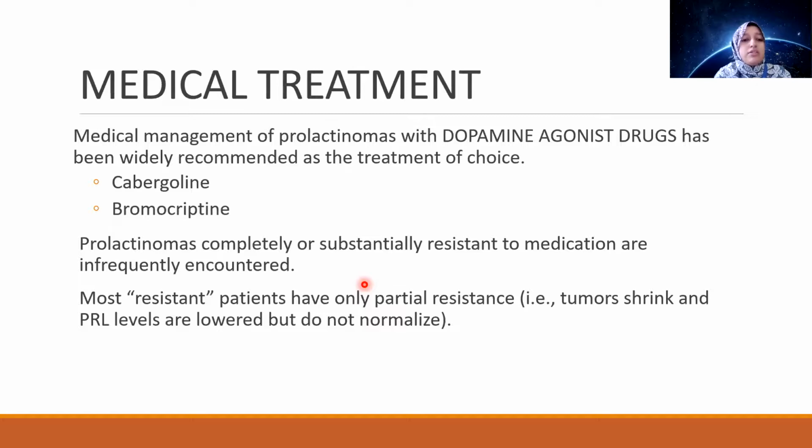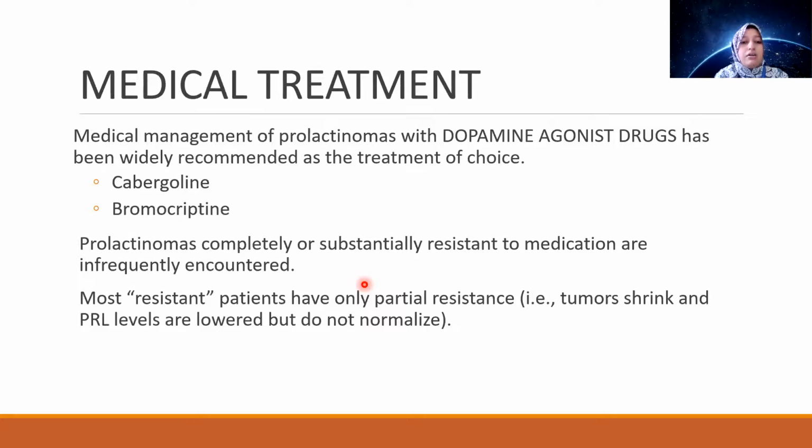The treatment of choice is cabergoline and bromocriptine. There are other ergot alkaloids which have been used in the past, but now mostly the recommendations or guidelines focus on the use of these two main drugs, and even out of these two, the first line treatment option is cabergoline.